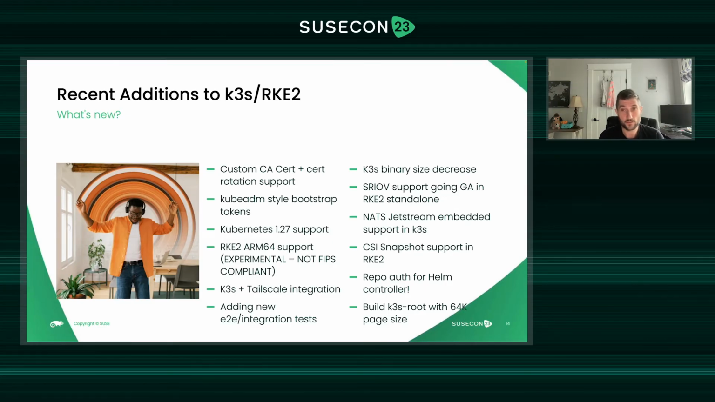And then another really cool one is NATS JetStream embedded support in K3s. So we actually got this from the nats.io folks. So it's a great example of two CNCF projects coming together and trying to make something really great for the edge. In RKE2, we've recently landed CSI snapshot support. And then another one that's been asked for quite a bit is we actually have repo authentication for the Helm controller within K3s.